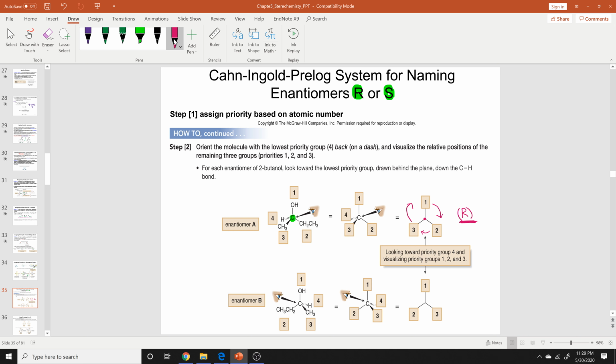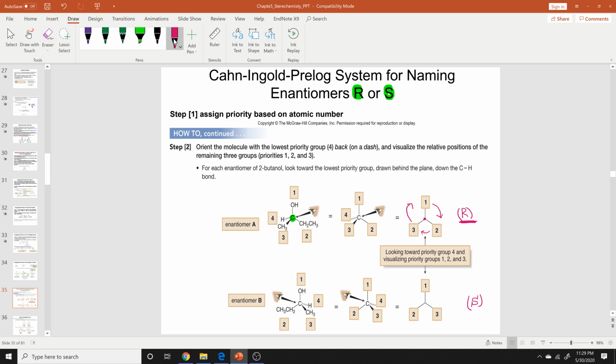If enantiomer A has one rotation around the chiral center in a certain direction, then enantiomer B will have a rotation in the opposite direction. So the enantiomer B here, I'm expecting it to be counterclockwise. The way that I do it is exactly the same. You look at the chiral center, and you look away from group number 4.